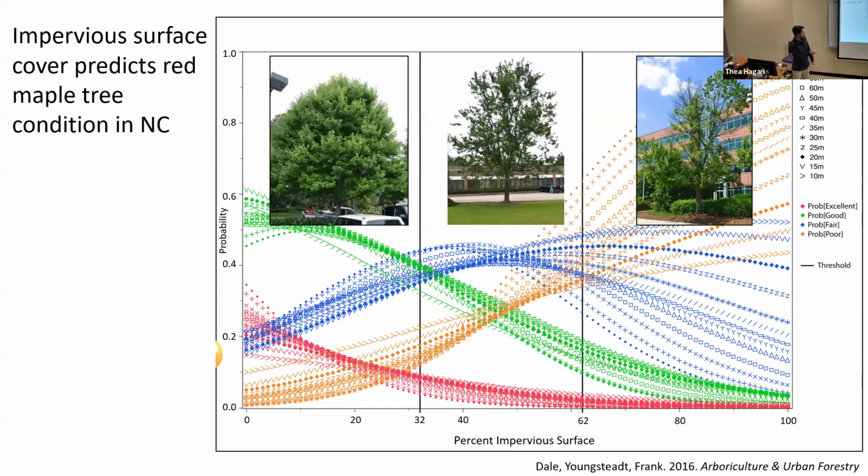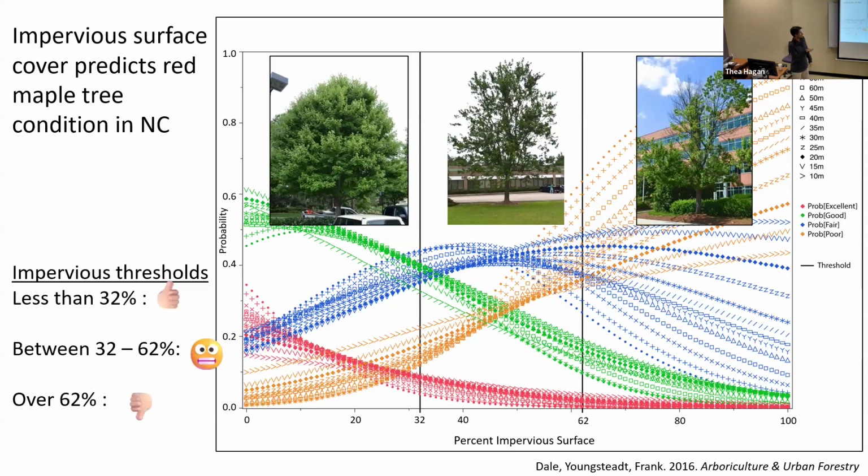So for example, if you have less than 32% impervious surface around a planting site, that tree is probably going to be in good shape, have low scale densities, and have a good outcome. If you're between 32 and 62, you're going to be most likely fair condition. You might need supplemental irrigation. You might need supplemental management inputs. And if you're over 62, then that is not a good outlook in terms of long-term tree health because you're going to look like that.